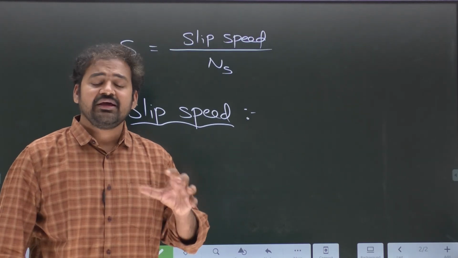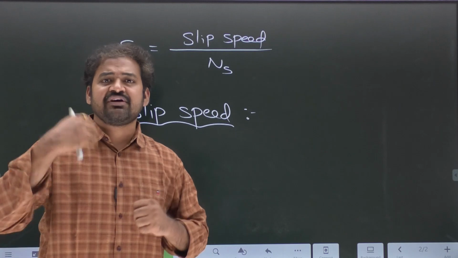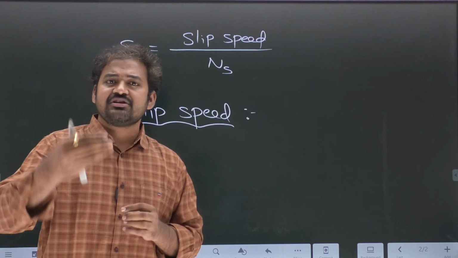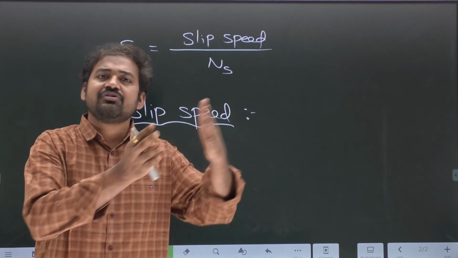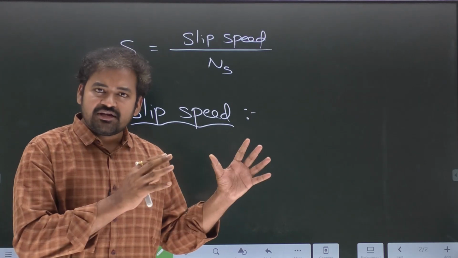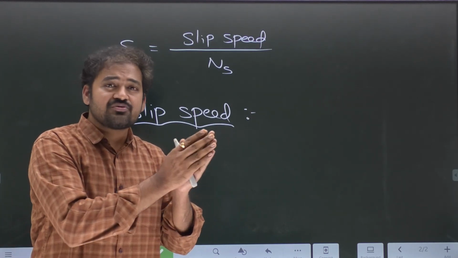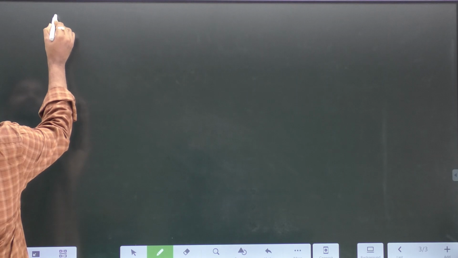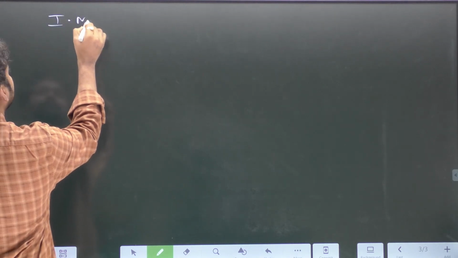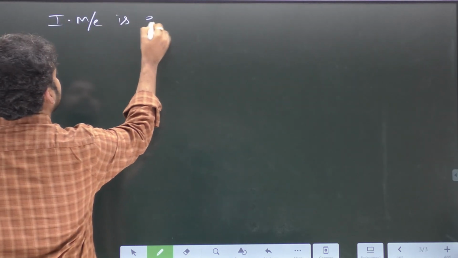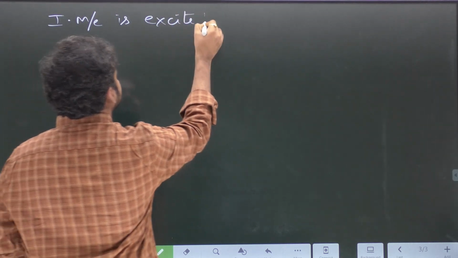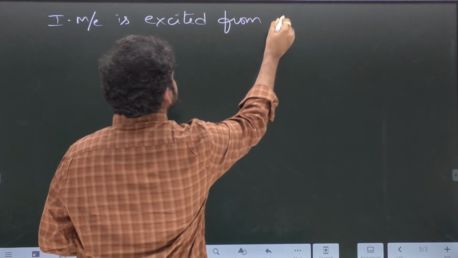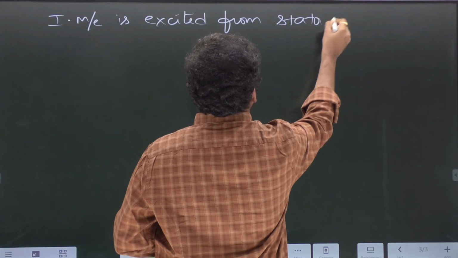In actual classes we define slip speed in a conventional way with in-depth discussion, and then later we come to formulas. But here I will tell you briefly so that you can answer questions easily. So let's take the first case. The first case is when the induction machine is excited from the stator side.